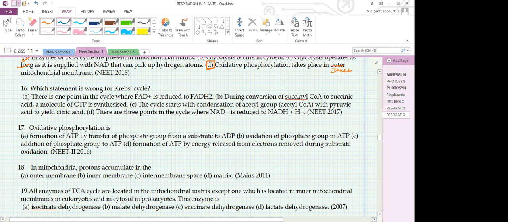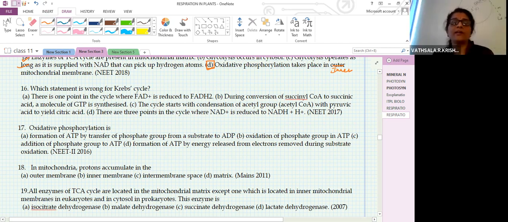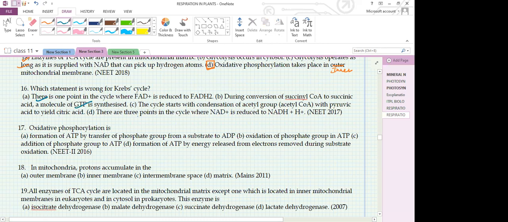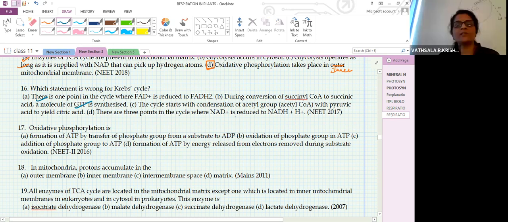Ma'am, it's C. Yeah, good. So what's the right statement for it? There is one point in the cycle where FAD is reduced to FADH2. Yes. During conversion of succinyl CoA, GDP is synthesized. Yes. The cycle starts with condensation of acetyl group with pyruvic acid to yield citric acid. No. So what's the right one? The three. Okay, there are 3 points in the cycle where NAD is reduced. Yes, that's also right. So which are those 3 points you should know?